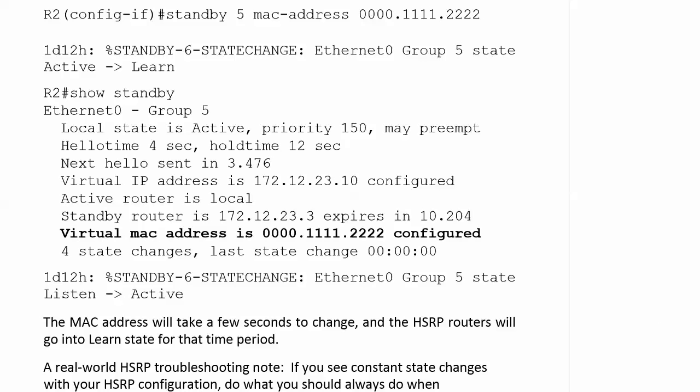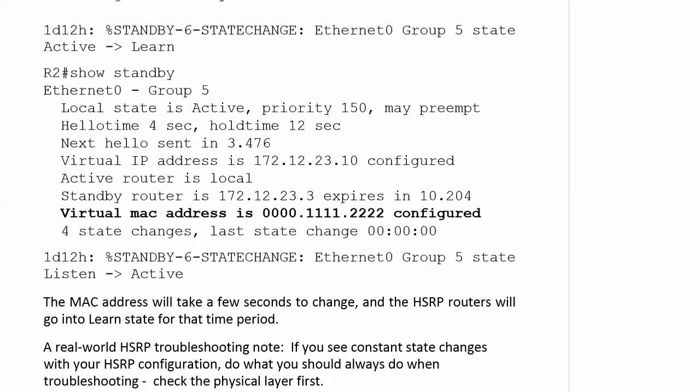MAC address command. One thing I do want you to note is that the MAC address does take a few seconds to change, and the HSRP routers are going to go into learn state for that time period. So again, not something you necessarily want to do in the middle of a production day, but the actual HSRP config should only go down for a few seconds or go to learn state, and then you're right back where you were with active and the MAC address changes.